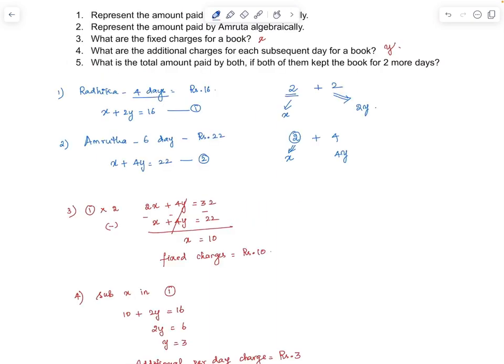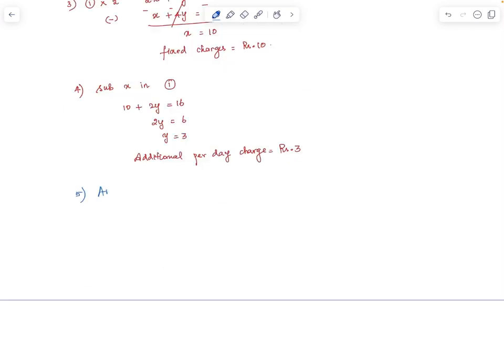Question 5. What is the total amount paid by both if both of them kept the book for 2 more days? Amrita has paid rupees 22 for holding the book for 6 days. With this, we have to add 2 more days, that is 2Y, which is rupees 22 plus 2 times 3, that is 22 plus 6, which is rupees 28.